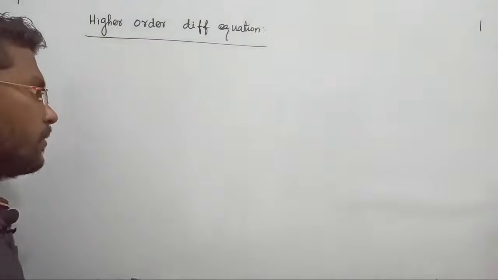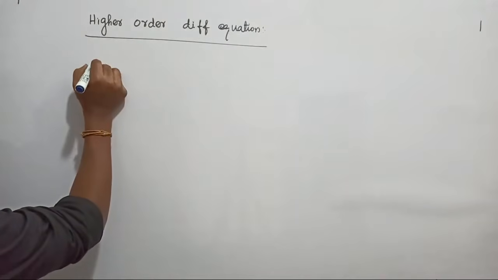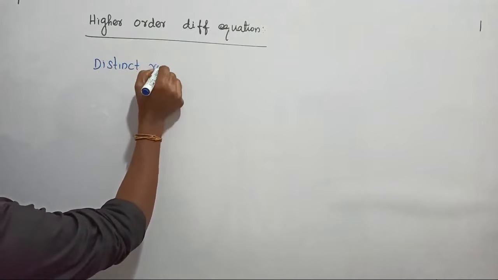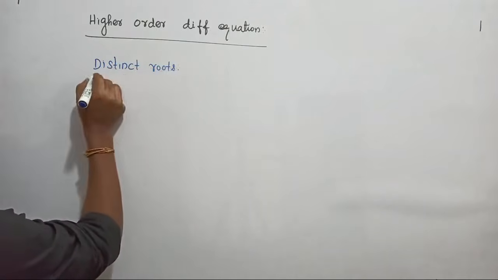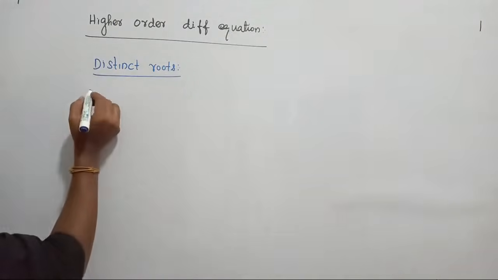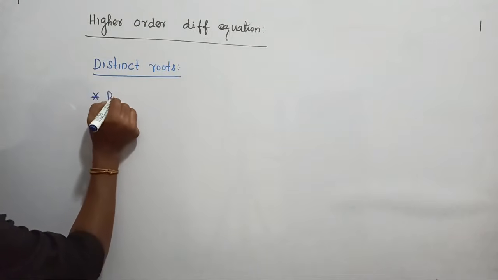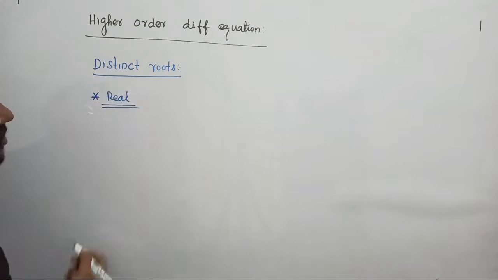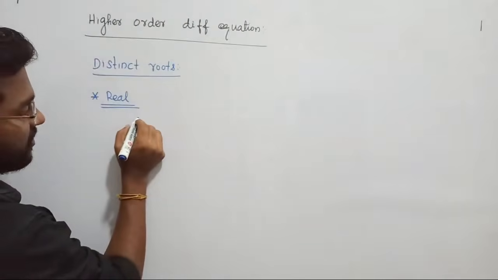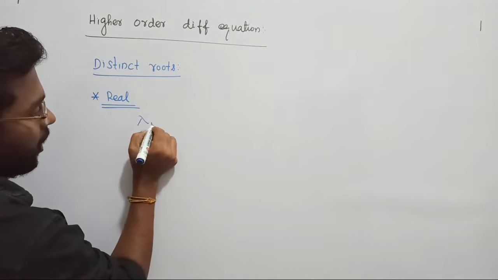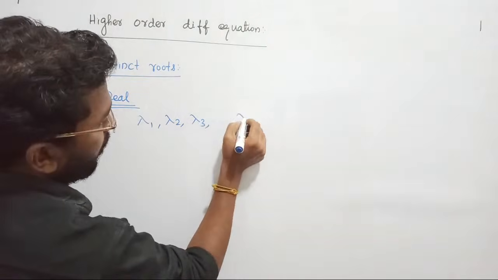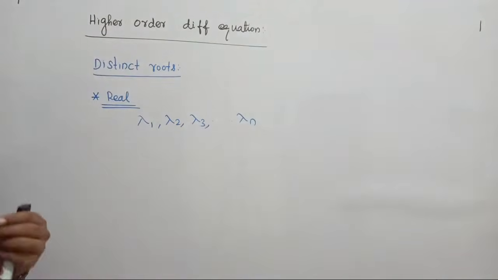Yeah, let's see. First one, let us talk about distinct roots, the representation of distinct roots. What did I say distinct roots are? Either it might be purely real. Yes, let us take the first case, real roots. Purely real roots, for example, I am getting 3 roots, right? The roots can be represented as lambda 1, lambda 2, lambda 3, etc., up to lambda n. I am considering n number of roots. Let us write one by one.